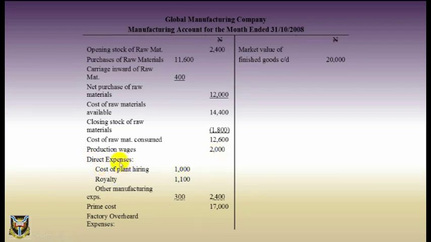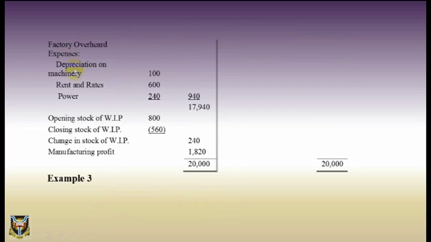Direct expenses. Cost of plant hiring 1,000. Royalty 1,100. Other manufacturing expenses 300, totaling 2,400. Prime cost 17,000 naira. Factory overhead expenses. Depreciation on machinery 100. Rent and rate 600. Power 240, making 940, plus the prime cost, totaling 17,940.